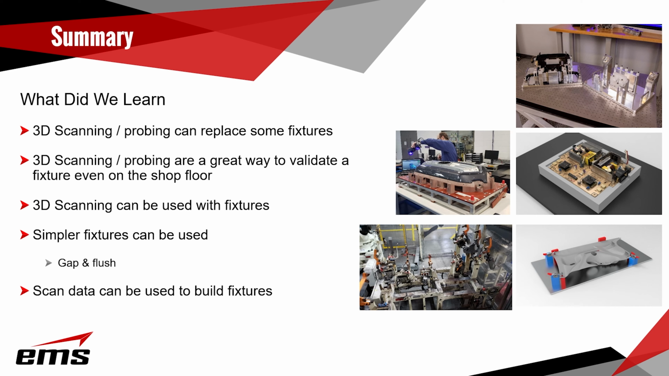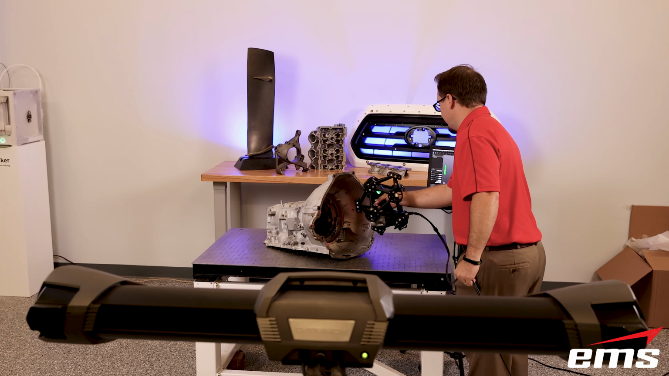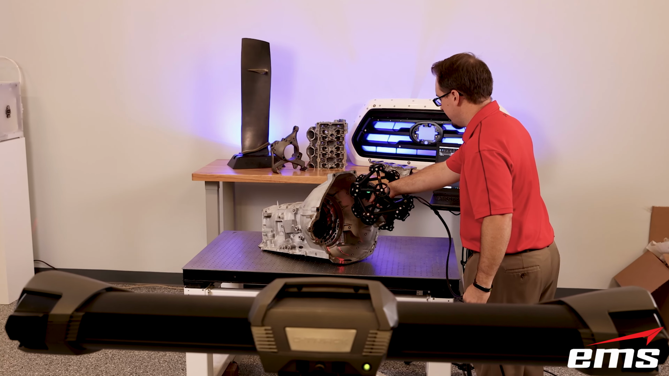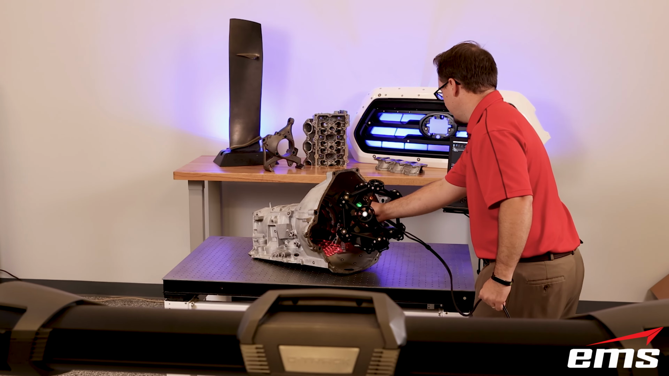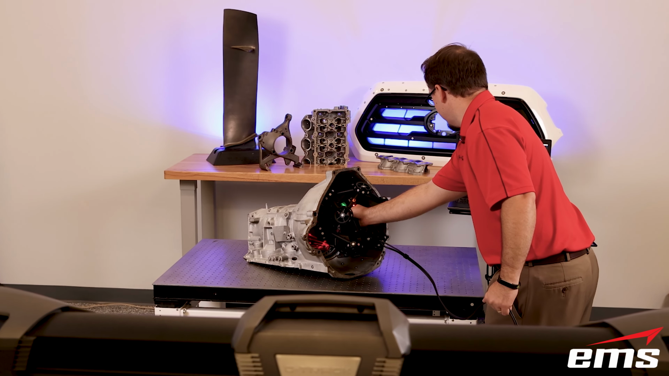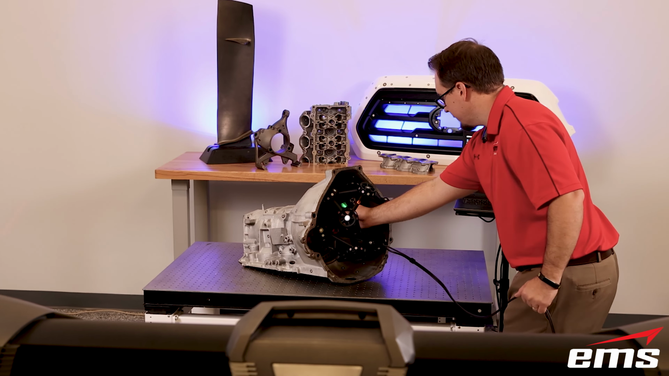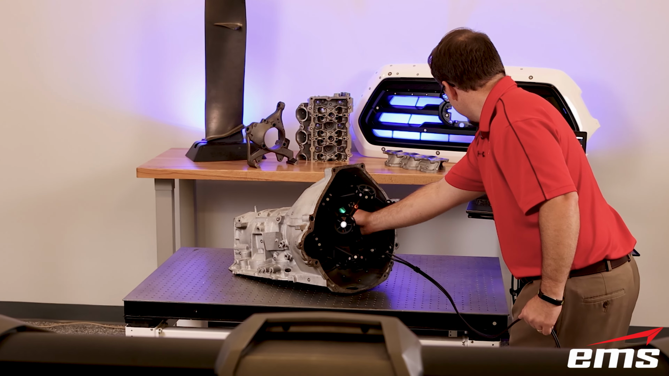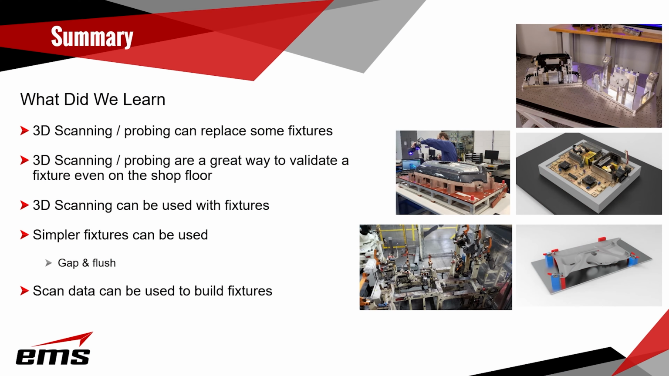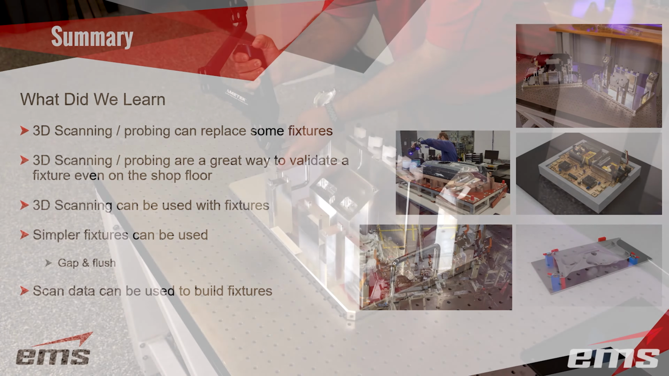Well, we learned that 3D scanning and probing many times can completely replace fixtures, especially if a part is very rigid. There's really no need to have to design a fixture. Traditionally with CMMs, you almost always use the fixture to get the part in a certain orientation. But with 3D scanners nowadays being so portable and many times non-contact, we can 3D scan or probe a part without really requiring fixtures.